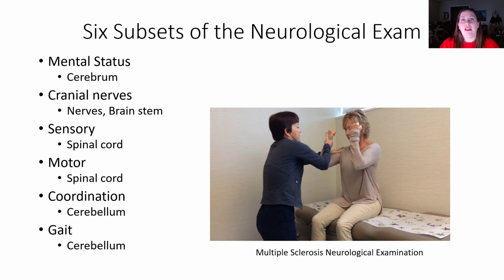We also can look at the cranial nerves. We learned about them. There are 12 pairs of cranial nerves. We'll test each of them through the cranial nerve test. So we're looking at the nerves and the brainstem and how they integrate into the brain.